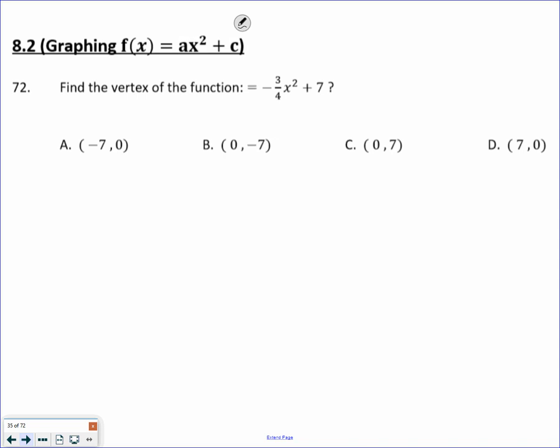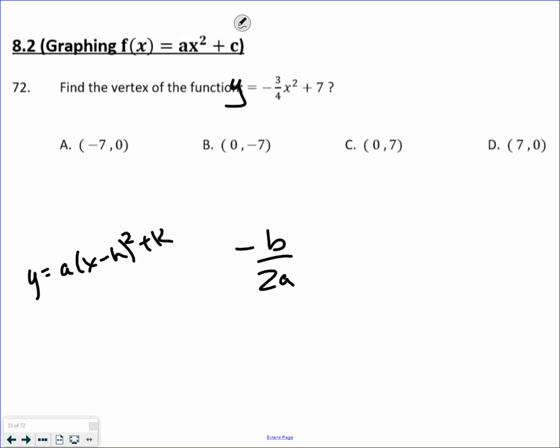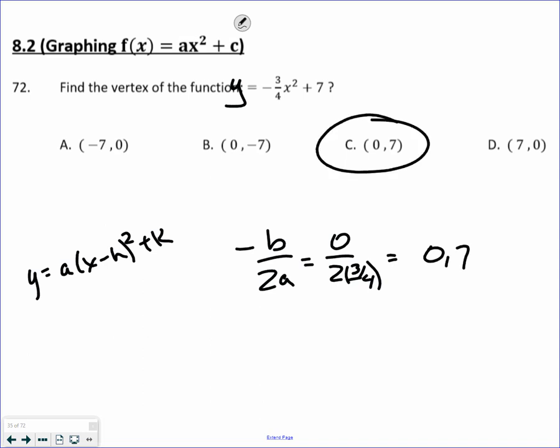Find the vertex of the function. This should say y equals negative 3/4 x squared plus 7. I'm looking for the vertex. If you remember right, it's negative b over 2a, or if you're in vertex form, you can find the vertex that way. This one actually is considered vertex form, but you can also get this to be 0 because you have negative b over 2a. So you get 0 for x. Plug 0 in, you get 0, positive 7.